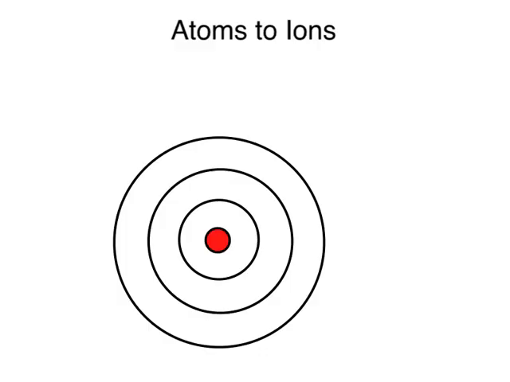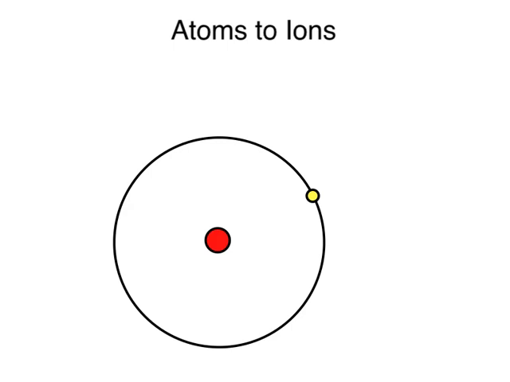Okay, so what we're going to look at here is how an atom becomes an ion. We're going to take this atom, and this atom is actually going to be a sodium atom. What we're going to do is only focus on this outer shell of electrons, so we're going to get rid of the two inner shells. All we're focused on now is the outer electron. Now this outer electron wants to leave.